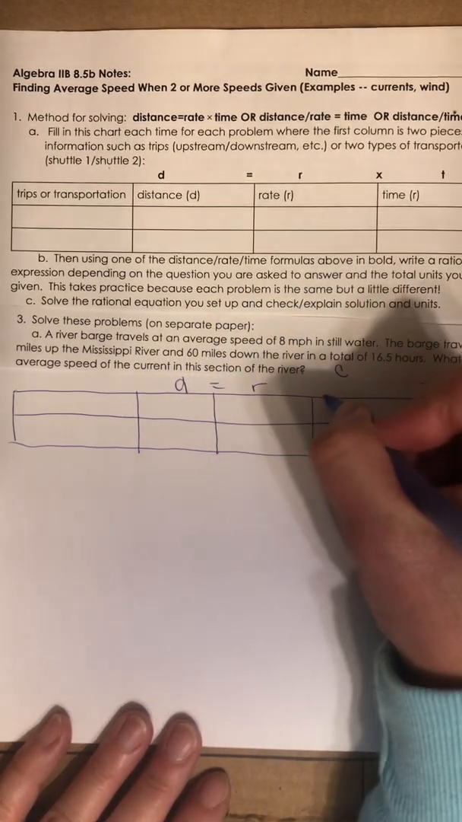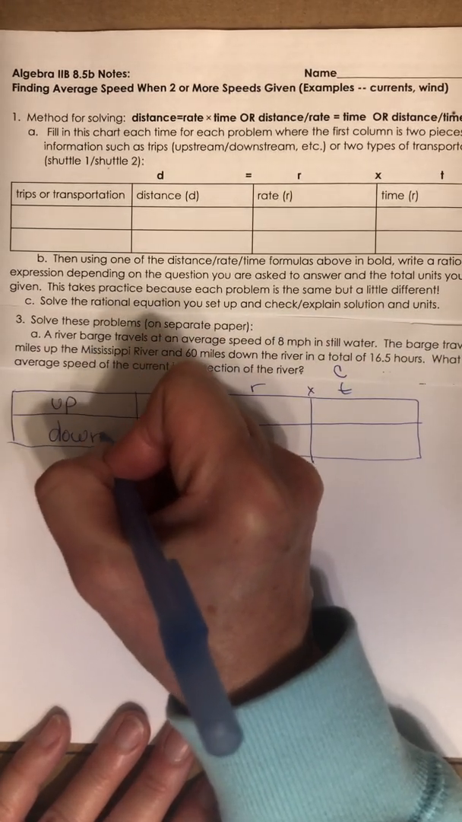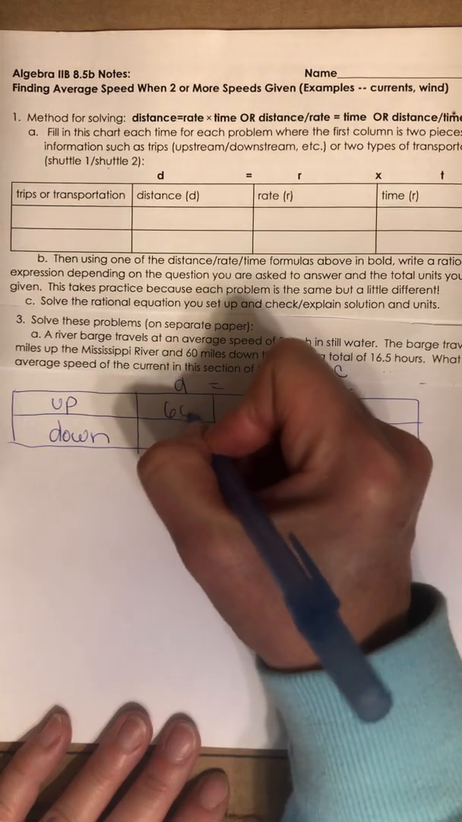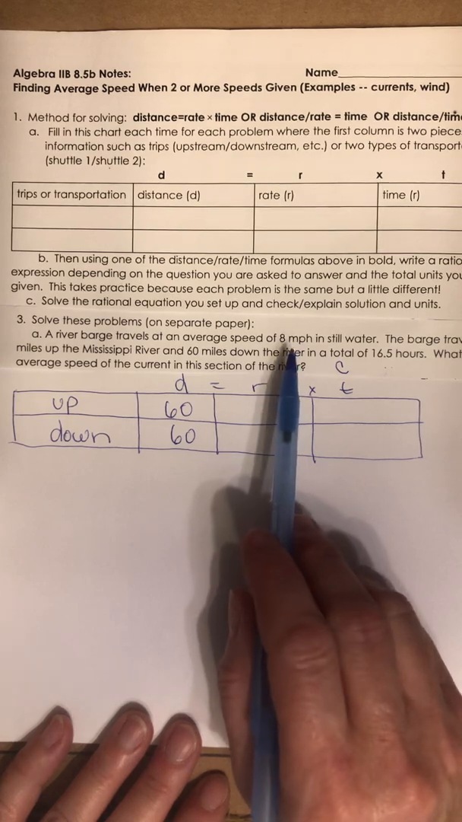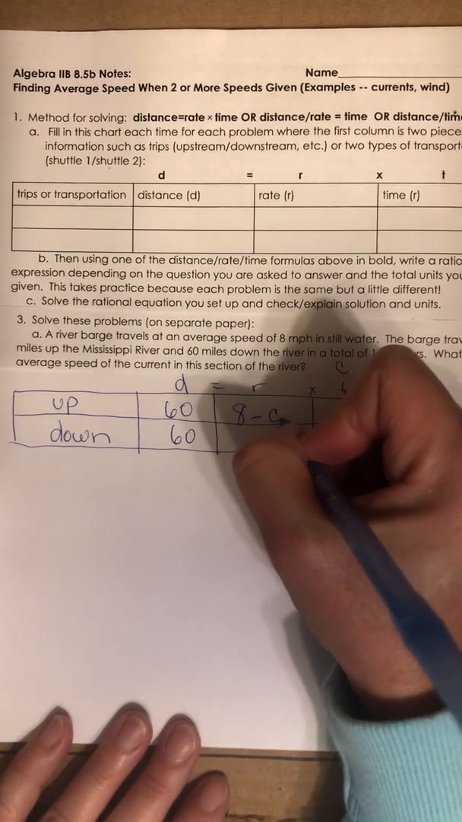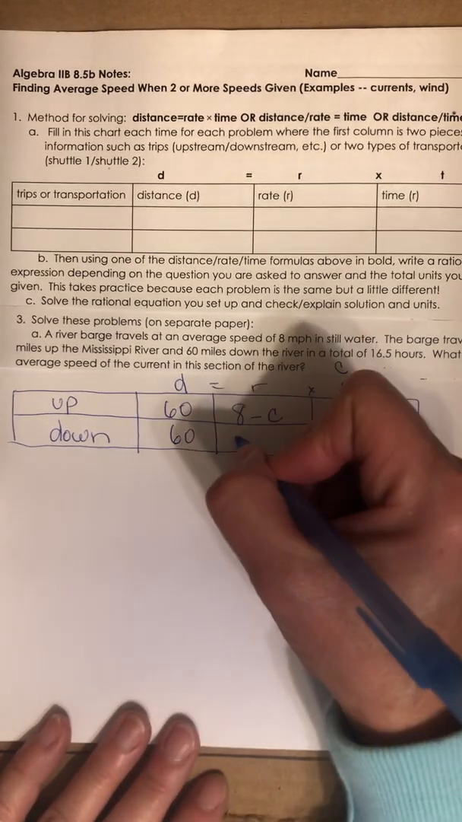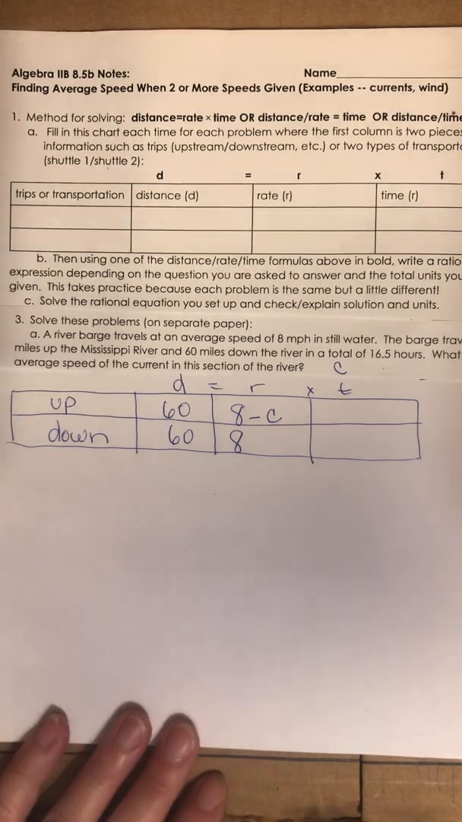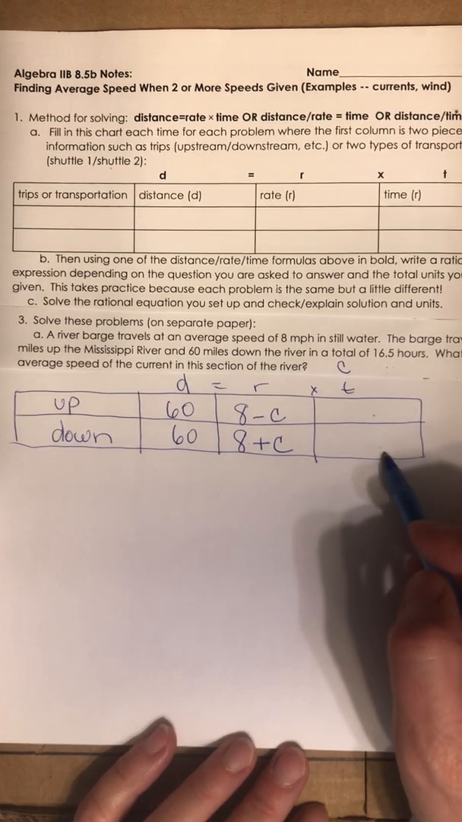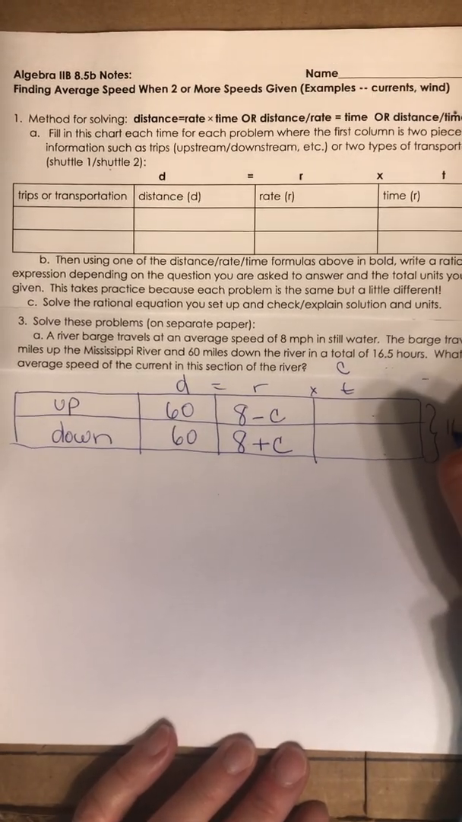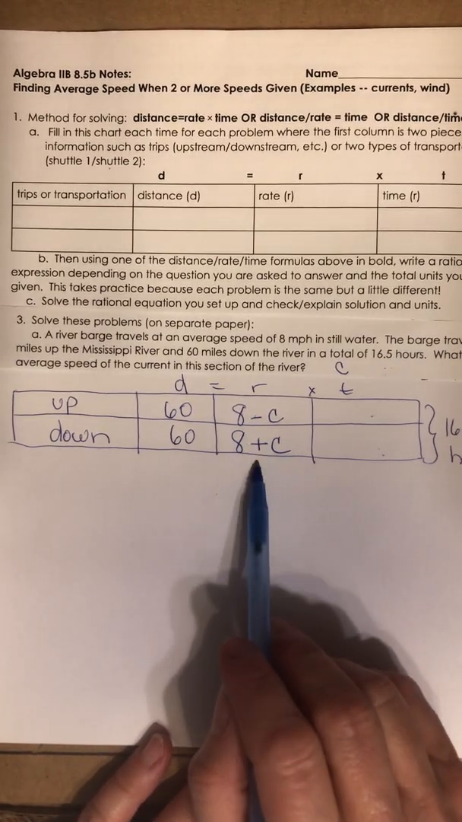Distance equals rate times time. So upstream, downstream, notice they gave us it's 60 miles, right? For the kayaker, it was 3. Our rate, the boat can go 8 miles per hour minus the current, right? Going upstream, going against the current. Downstream, the boat is going 8 miles per hour and the current is helping it. And again, we don't have a time, but we have a total time of 16.5 hours. I'm assuming it takes longer to go upstream than downstream.